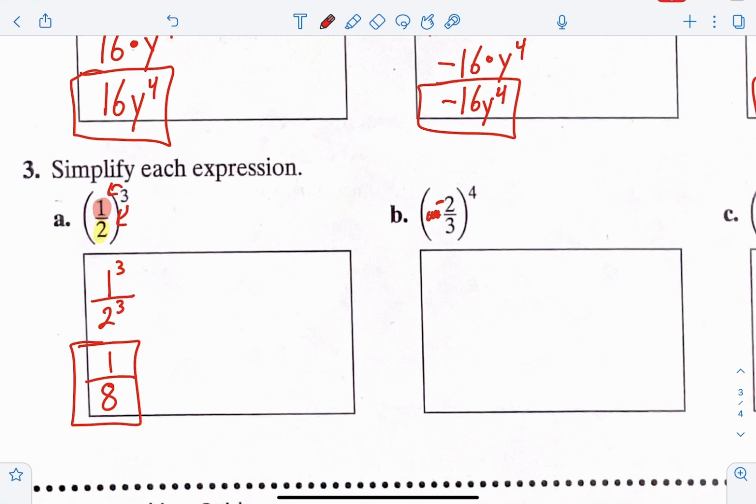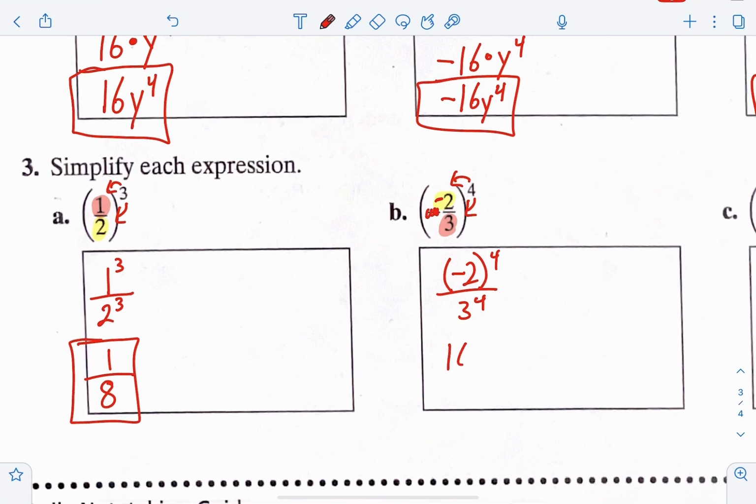Okay, so you had negative 2, and you had a 3. The 4 applies to both of those. So you end up with negative 2 to the 4 on the top, 3 to the 4 on the bottom. Negative 2 to the 4 is negative 2 times negative 2 times negative 2 times negative 2, which is just 16. 3 to the 4th is 3 times 3 times 3 times 3, which is just 81. And that is your final answer.